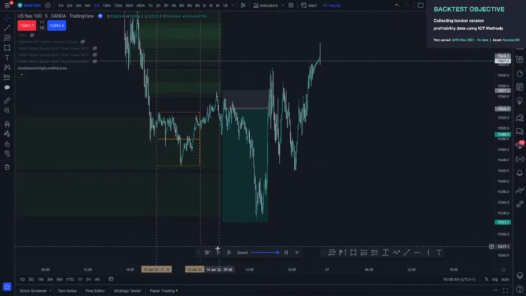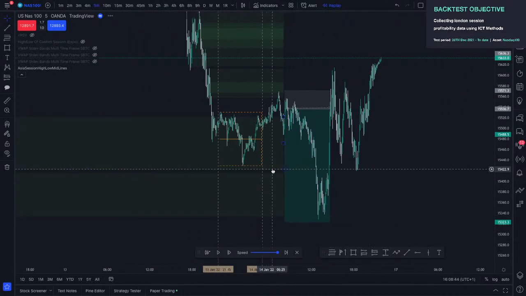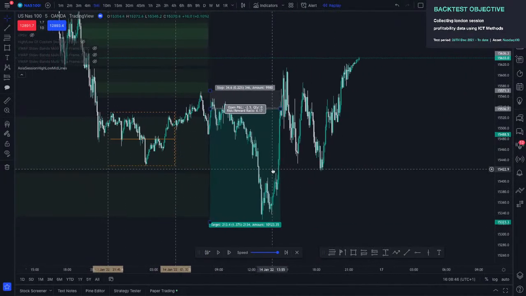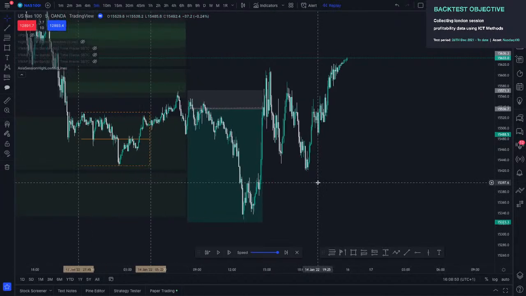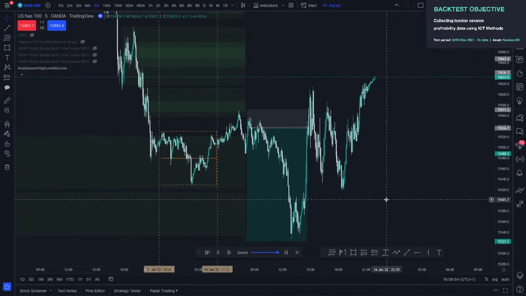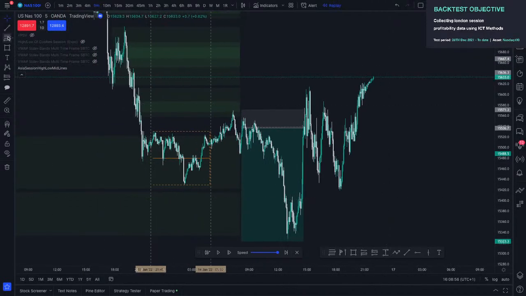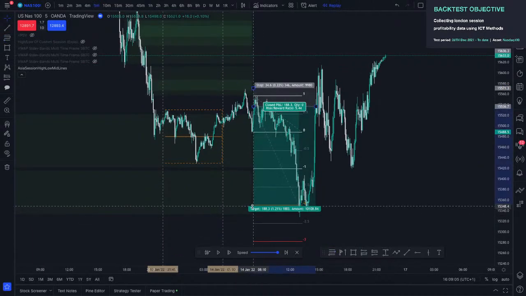So it went up to where I was expecting. I don't need this date to be printed out. Okay. So indeed, the Judas swing, the manipulation went on both sides on this one, which is very interesting still. What was the take profit here? 2 standard deviation. It was here.